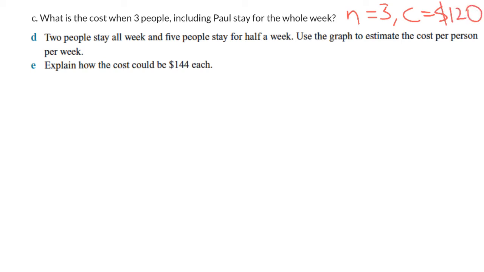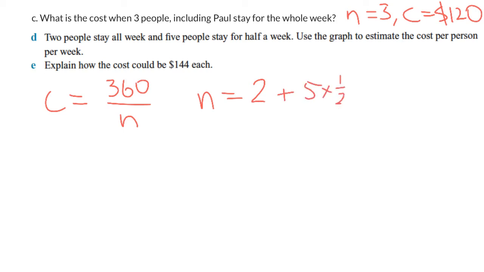Okay, 2 people stay all week and 5 people stay for half a week. Use the graph to estimate the cost per person. Well, we could use the graph here, or we could use our equation. So we know that C equals 360 over n. What we need to do is work out our n value here. So our n value is going to be 2 wholes plus 5 halves. Again, this is assuming that Paul's willing to be very flexible with his pricing structure. I'm talking about Paul a lot because there are some practicalities to this. That would be 4.5, the equivalent of 4.5 people staying all week.